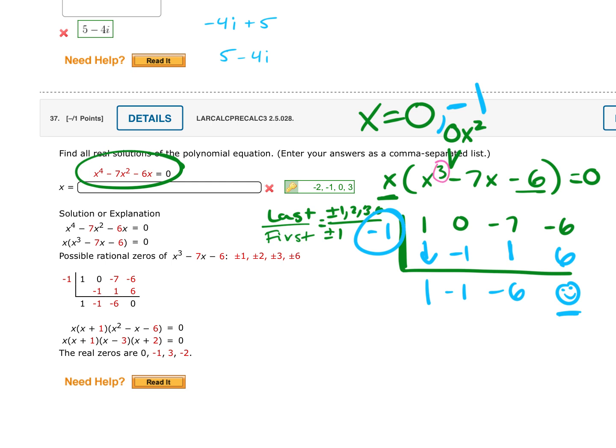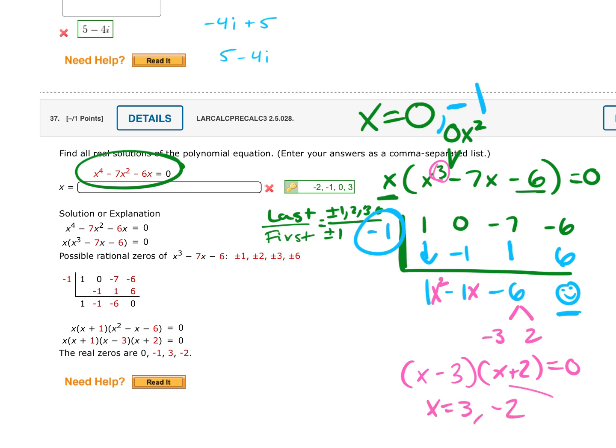We started with x to the third power. So this would be x to the second power. Once you get x to the second power, you can just factor it. So this would be x squared minus x minus 6. You could do last over first again, but it'd be easier just to factor. So 2 factors of negative 6 would be negative 3 and 2. So x minus 3, x plus 2, x equals 3, and x equals negative 2. So we'd add those to our list.